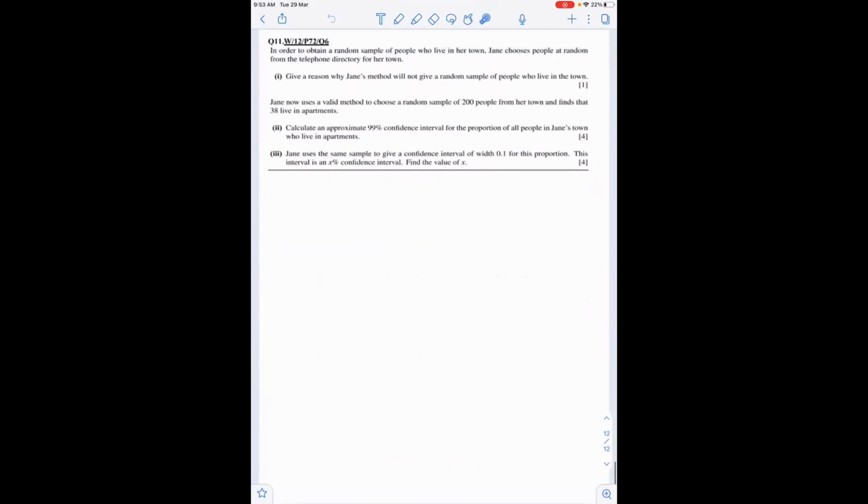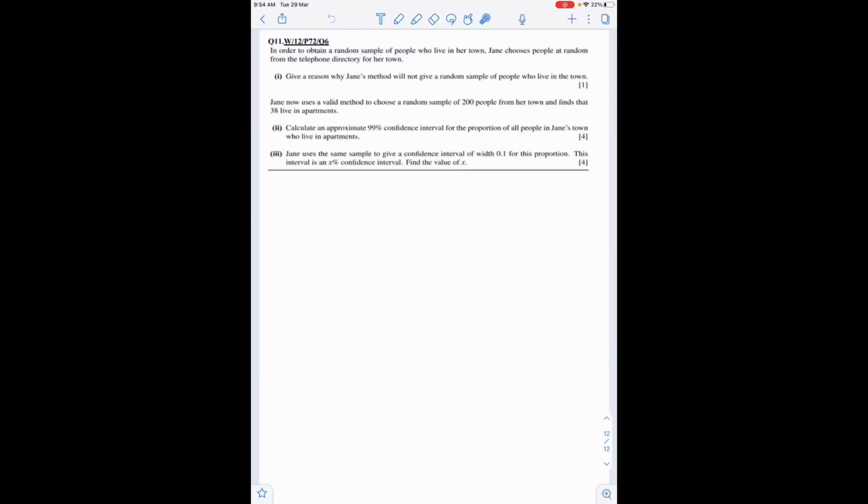Let's read 11 first. In order to obtain a random sample of people who live in her town, Jane chooses people at random from the telephone directory from her town. Give a reason why Jane's method will not give a random sample of people who live in the town. There may be some people whose numbers are not in the directory, or people who may not have a phone at their place. They live in the town but do not have a telephone.